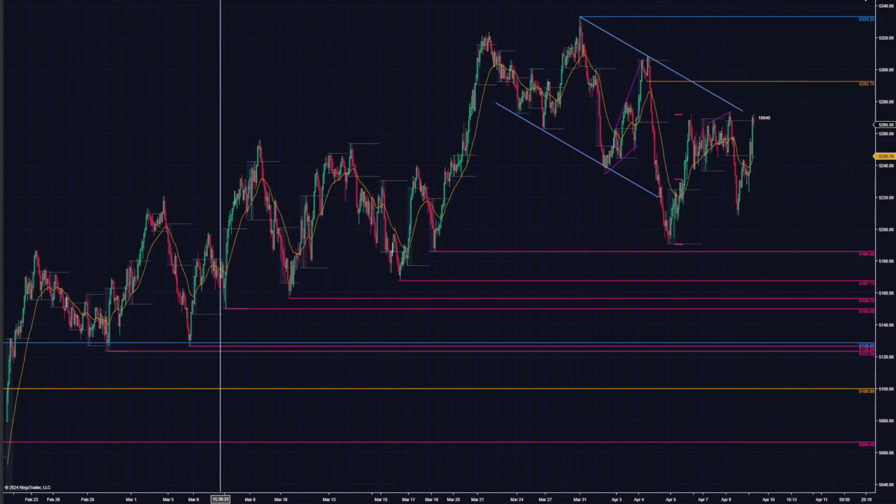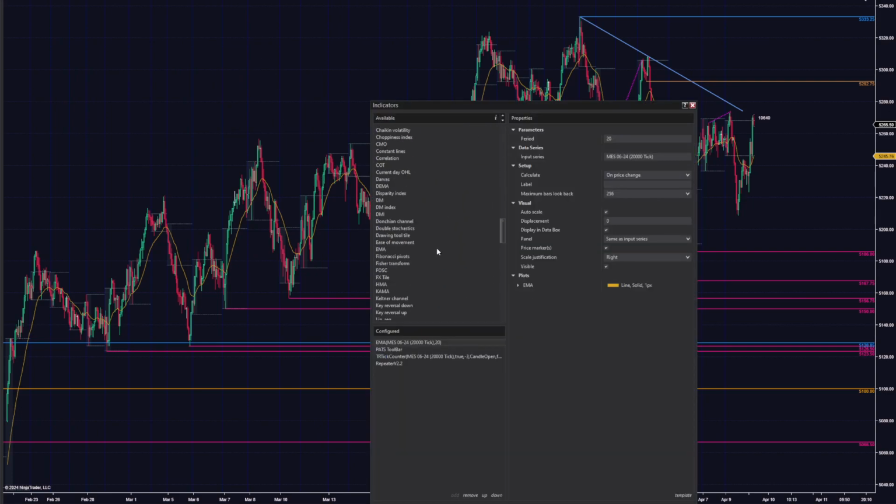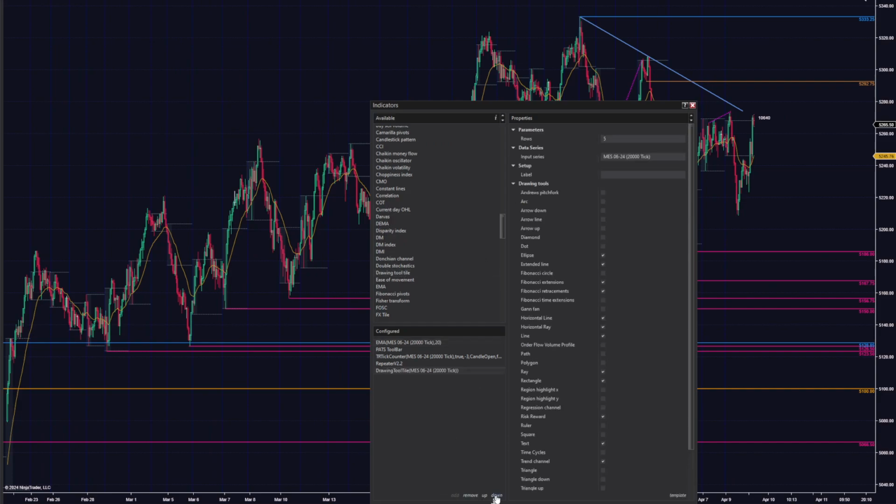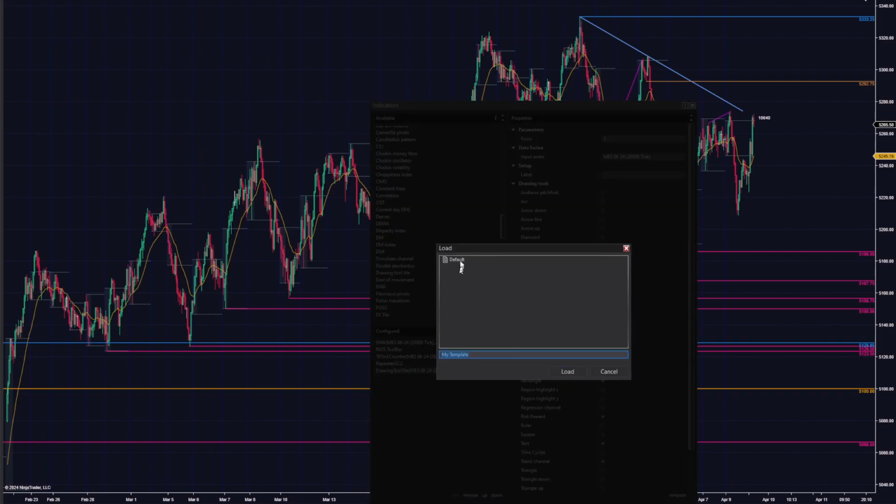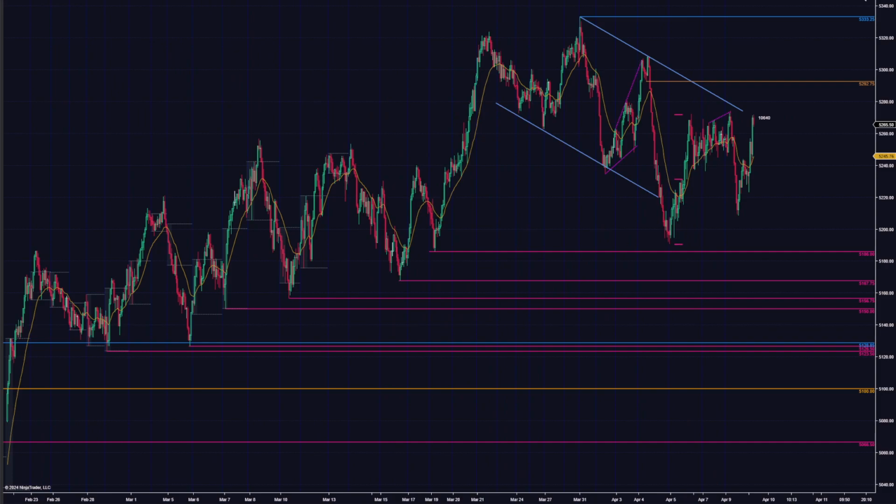So you can imagine. Okay, I don't have the drawing tile. I should probably just put it in. Drawing tile. Where are you? There we go. And then on there, we just load the template. Load. I should have all these things set up.